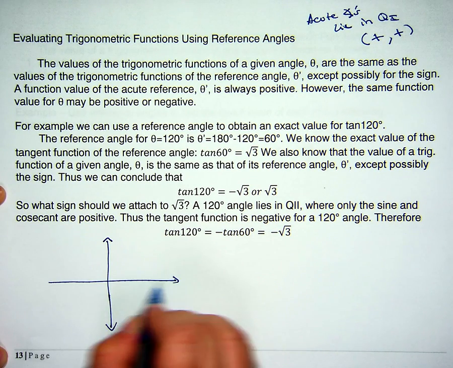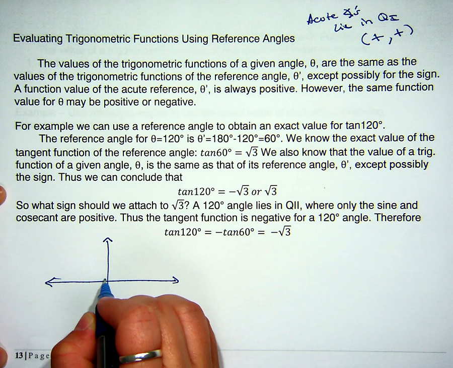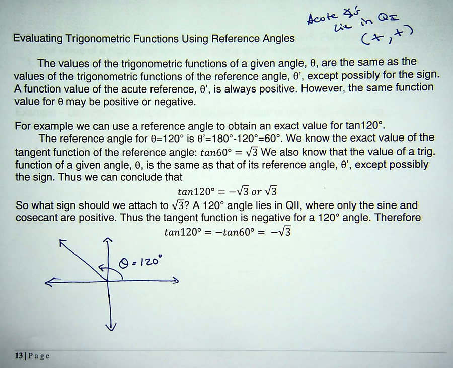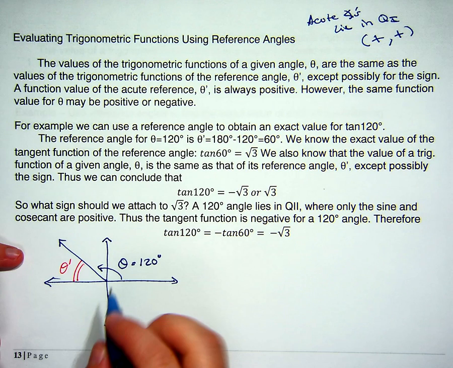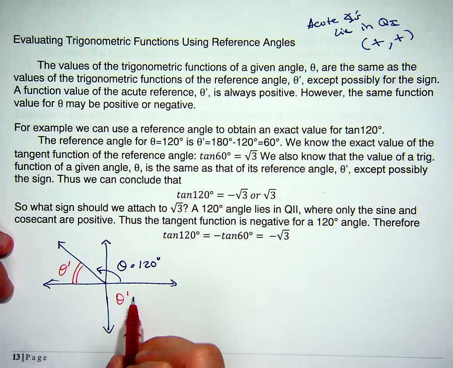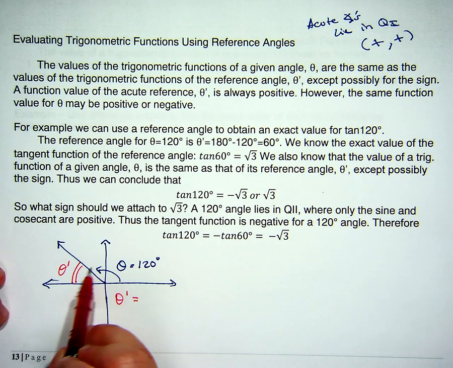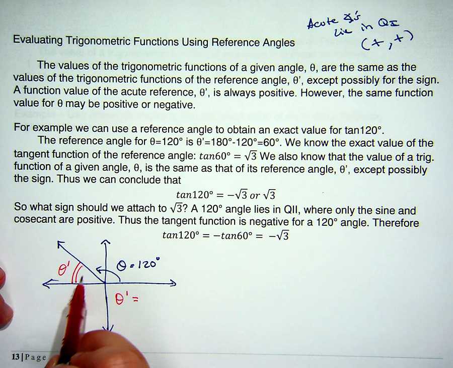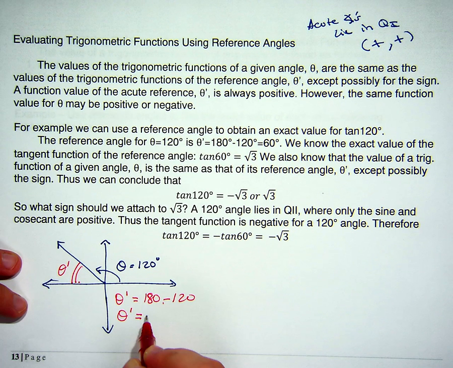let's just look at 120 degrees. If I have theta here being 120 degrees, that means that from the terminal side of theta to the x-axis is my reference angle, theta prime. Notice that theta and theta prime close up a half rotation. So in order to find the value of theta prime, I would take that half rotation, subtract off that theta value, and I would get that theta prime is 60 degrees.